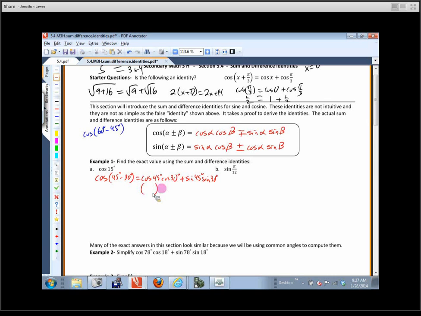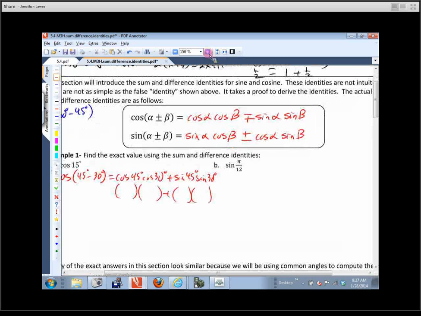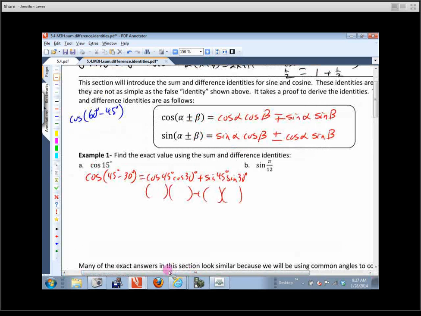And then I need to know these quantities right here, which hopefully are pretty easy because we memorized those, didn't we? And this is why memorizing that stuff from the last chapter comes in so handy, because you can do these very quickly. Cosine of 45, square root of 2 over 2. Cosine of 30, radical 3 over 2. Sine of 45, square root of 2 over 2. And sine of 30, 1/2.